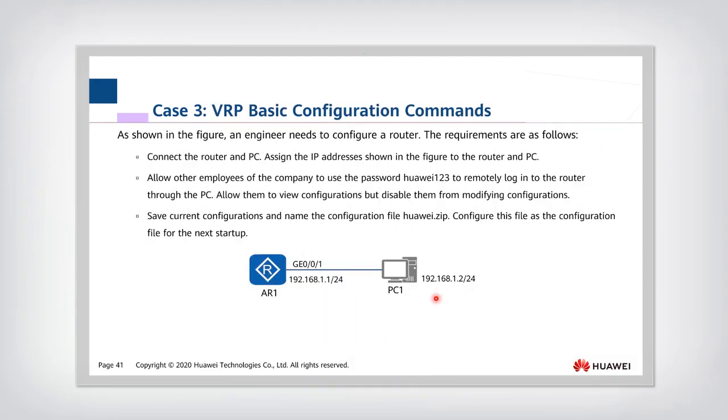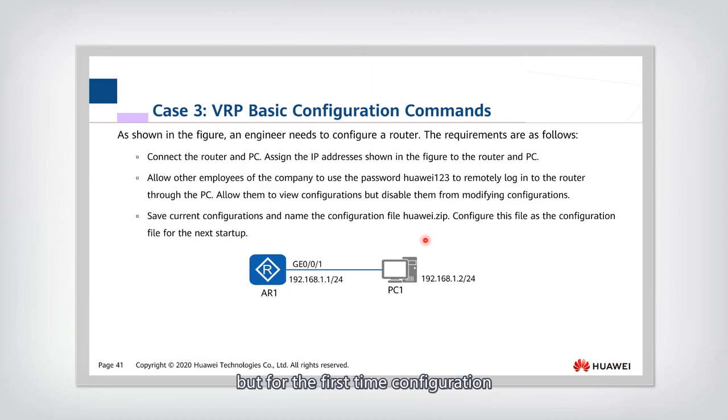Okay, case 3. Actually, this case is very useful. This tells us how to configure the VRP and how to configure a device using the VRP platform. So first you need to connect the router and the PC. One thing you need to know is that although we have so many different login or user interfaces, for example, we have web interface, we have command line interface, and in command line interface we have local login and remote login, right?